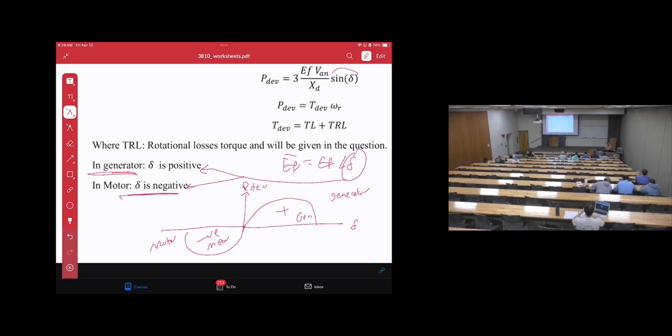Why? Because there is a sine wave, that's how the waveform of the sine wave looks like, while the others, EF, VAN, XD, all of them are constant. EF, electromotive force, is from the nature of the motor. VAN is constant because it is the grid voltage. XD is the nature of the motor. So I cannot control all of this. The only thing that I can control is delta. So it will be like a sine wave, so I can let it work as generator or as motor.